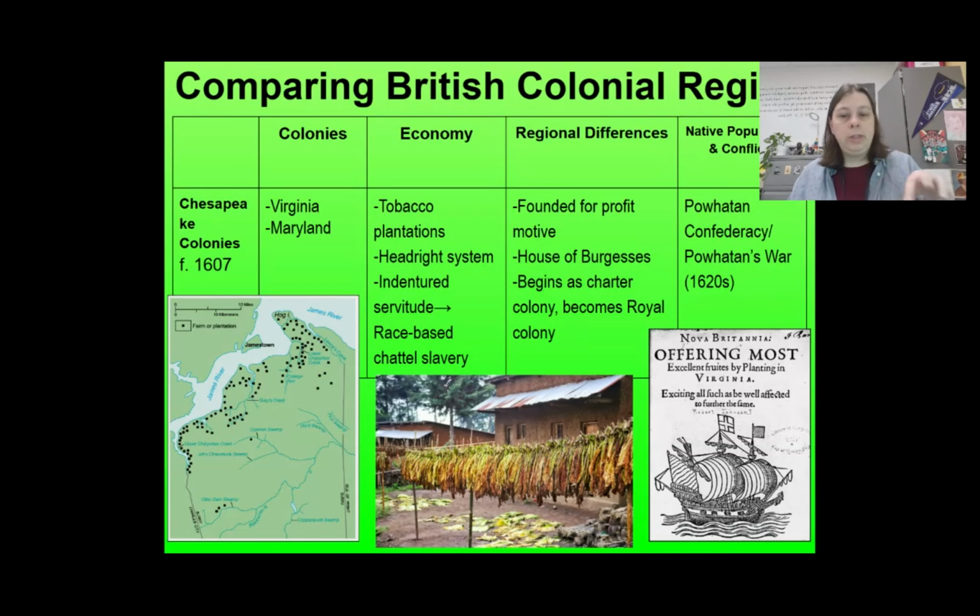Primary group of Native Americans in the Virginia area, at least early on, are the Powhatan. So there's several wars with the Powhatan that are good to talk about or to take a look at if you're looking for examples of Native conflict. So that's the Chesapeake in brief.